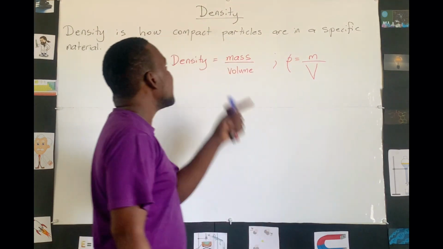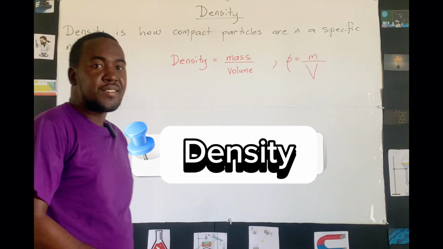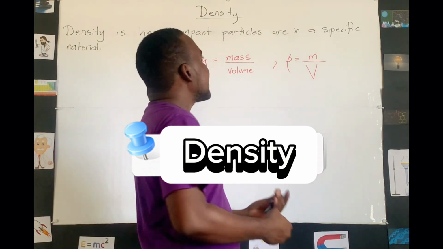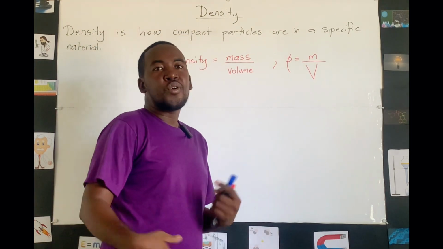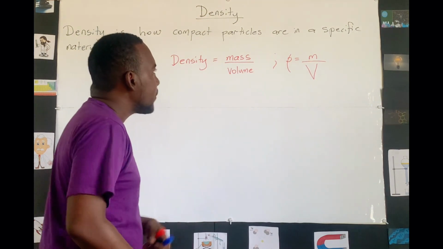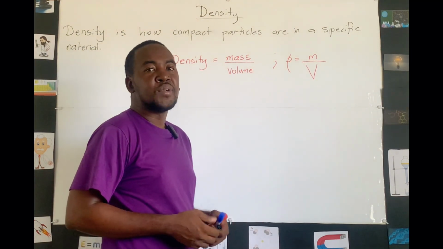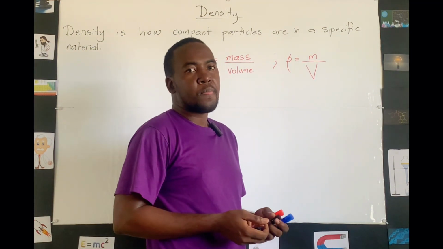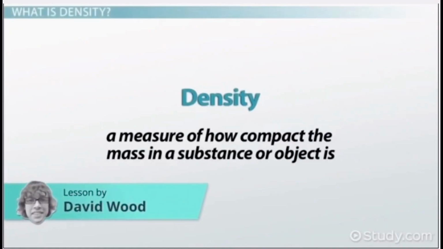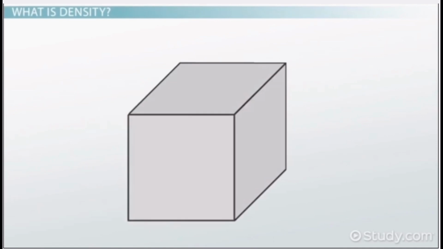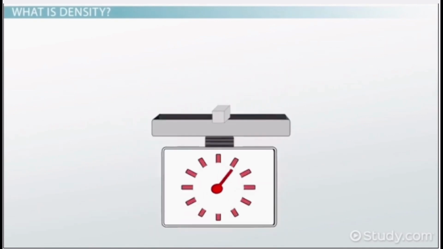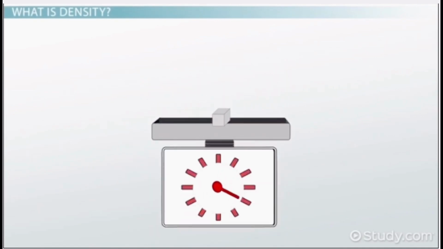So today's lesson we'll be looking at density. Now, what exactly is density? What's the formula for finding density? And what's the unit that we use to report density, right? Density is a measure of how compact the mass in a substance or object is. If each meter cubed weighs more, the substance is more dense.